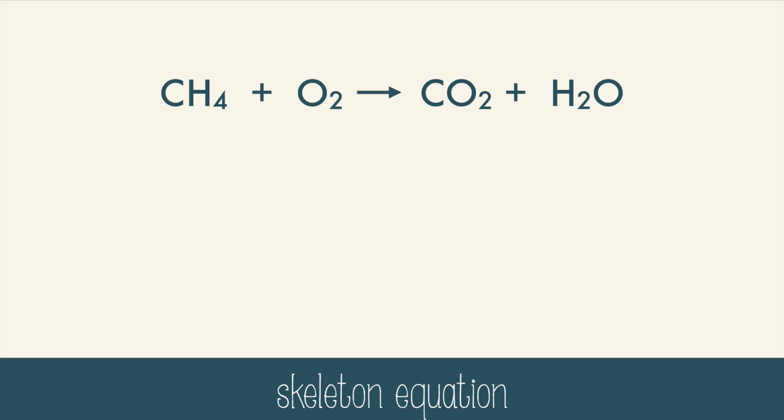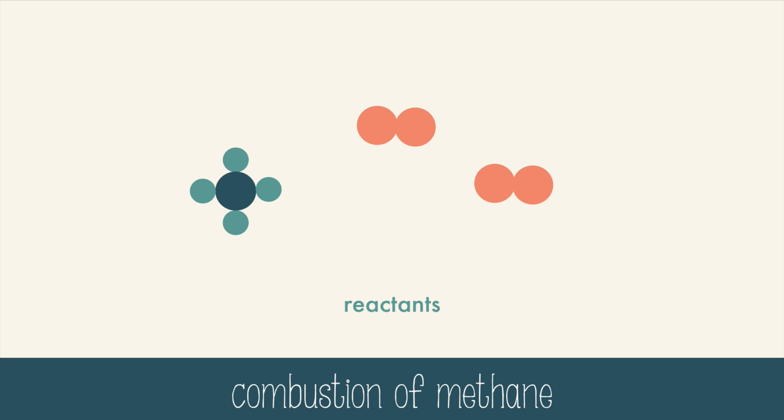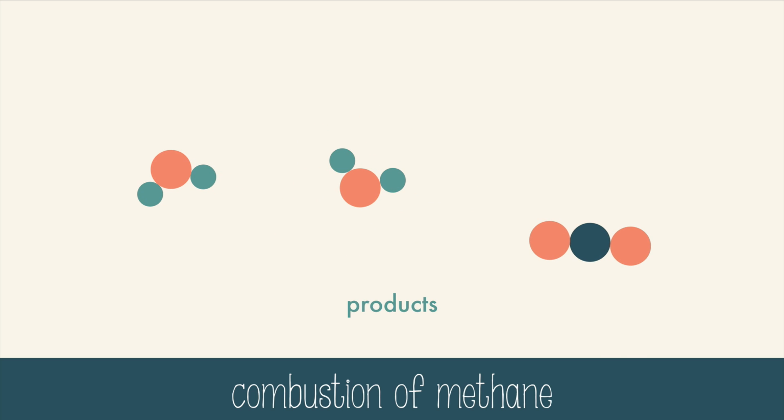This equation of methane and oxygen reacting to create carbon dioxide and water is unbalanced and a skeleton equation. What this means is that if we counted the number of carbons, hydrogens, and oxygens on the reactant side and the product side, we wouldn't have the same number of atoms. In the actual chemical reaction, there are 2 molecules of oxygen, and the reaction rearranges them into 2 molecules of water and a molecule of carbon dioxide.